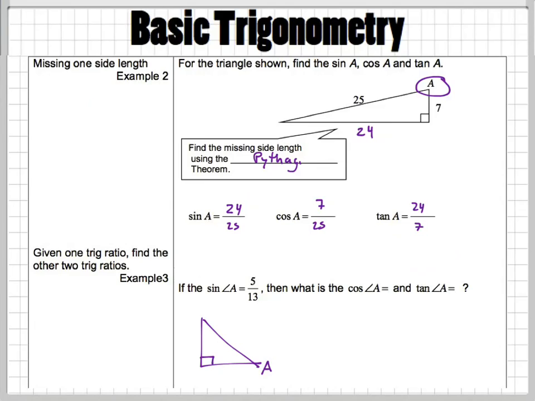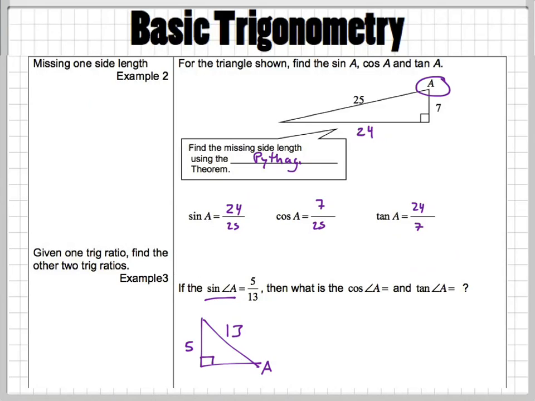Okay, so we know that sine of A is 5 over 13. So do we know any of the side measures? Yeah, 13. Okay, where's the 5? 5 is going to be opposite. So opposite of A is right there, so I'm going to put a 5 right there. And 13 is the hypotenuse.